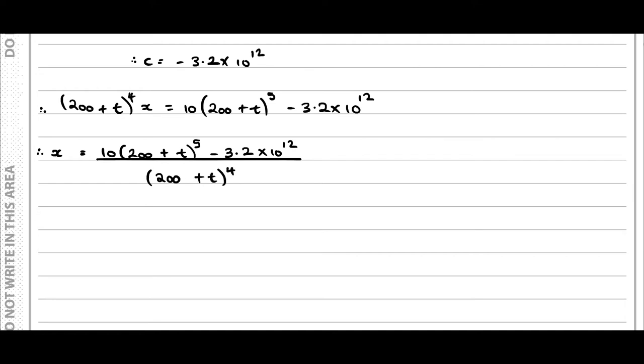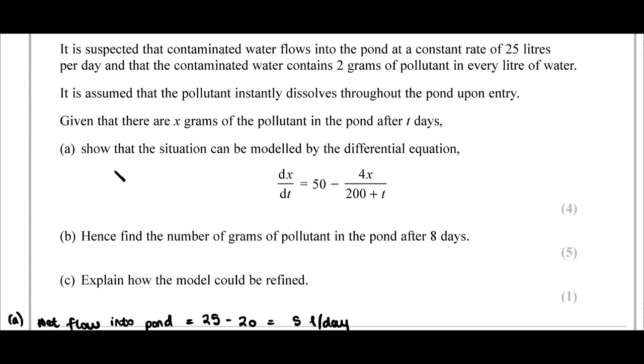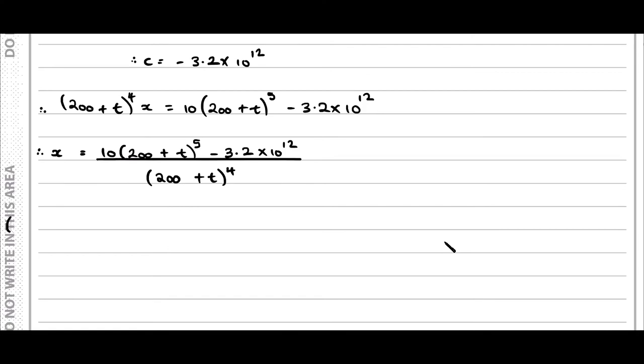Okay? And now, if I go back to the question, we have to find the number of grams of pollutant in the pond after t days. So after t days, that's when t is equal to 8. So when t is equal to 8, we're finding x of 8. So we have 10 lots of (200 plus 8) to the power of 5 minus 3.2 times 10 to the power of 12, over (200 plus 8) to the power of 4.